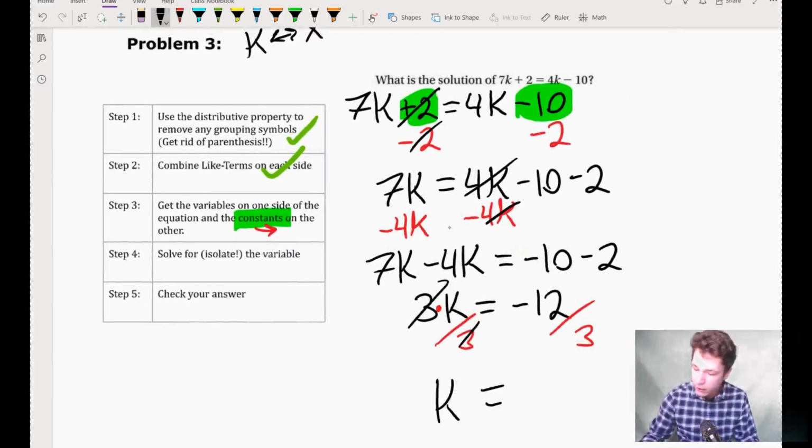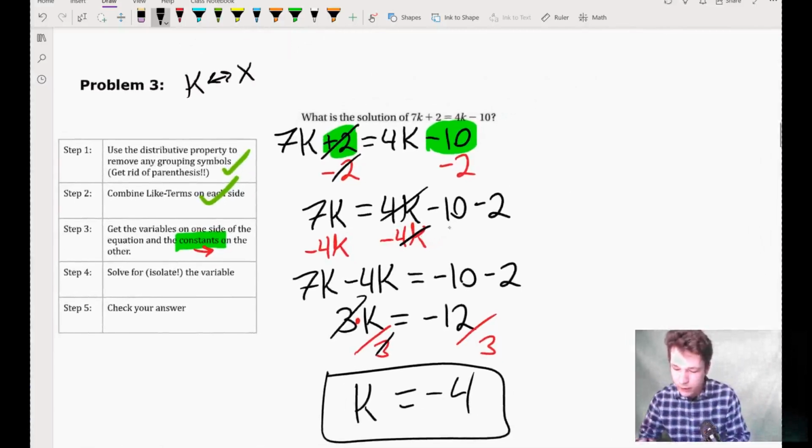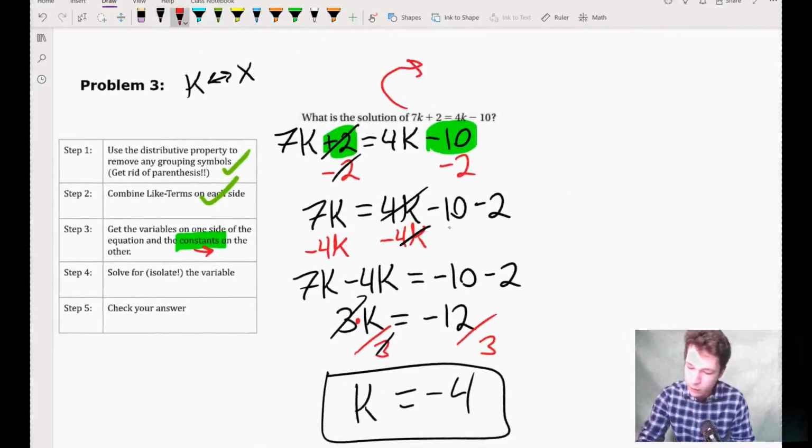I have k is equal to negative 12 divided by 3. Okay, a negative divided by a positive is a negative. So negative 12 divided by 3 is negative 4. But wait, we're not done. We have to check the answer. We're going to do it just like we did last time. So we'll take this equation.